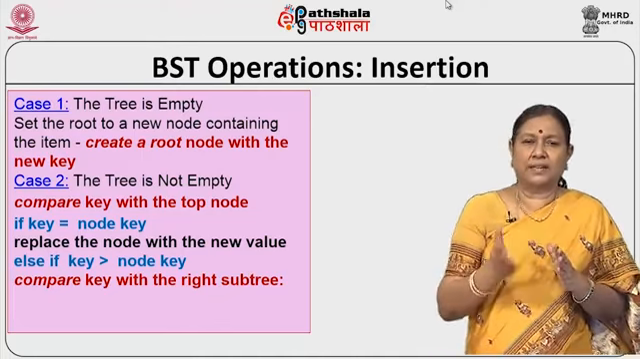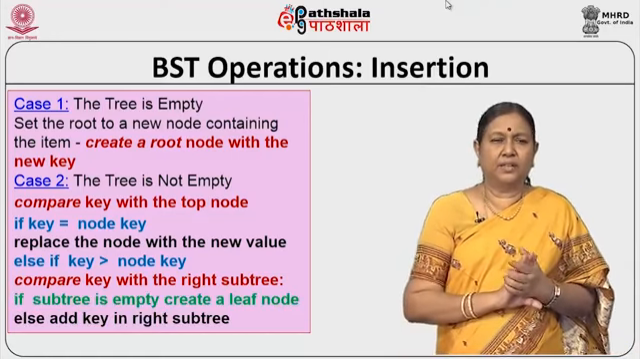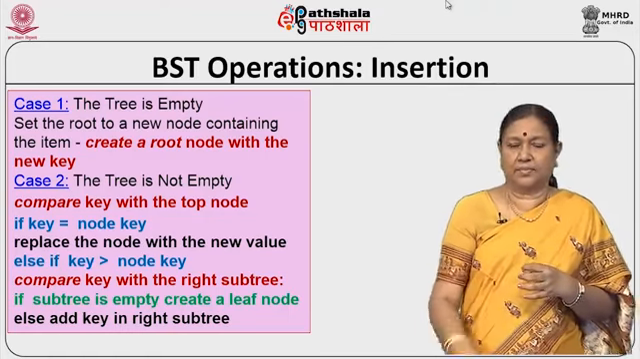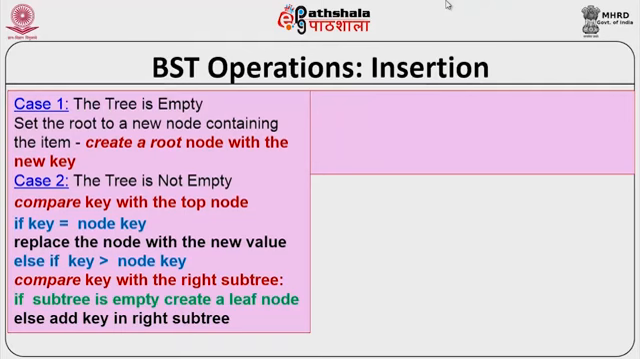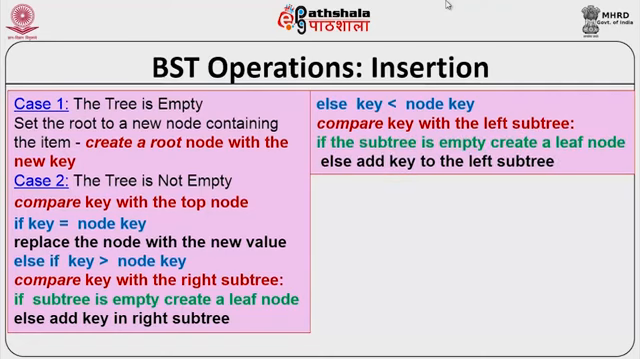Otherwise, if the key is greater than the node key, you compare the key with the right subtree. If it is empty, then you create a leaf node and add the key as the right subtree. Otherwise, if the key is less than the node key, you go to the left subtree, and if that is empty, you create it as a leaf node, else add the key to the left subtree. When you add the key to the right subtree or add the key to the left subtree, you are recursively calling the algorithm again and again.